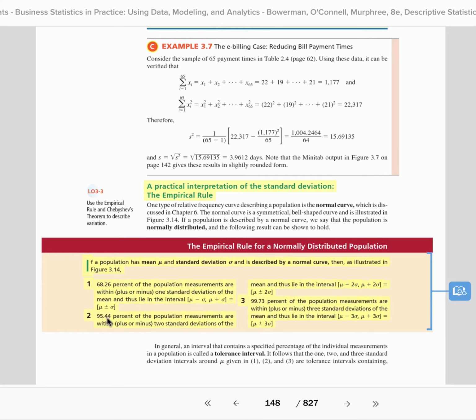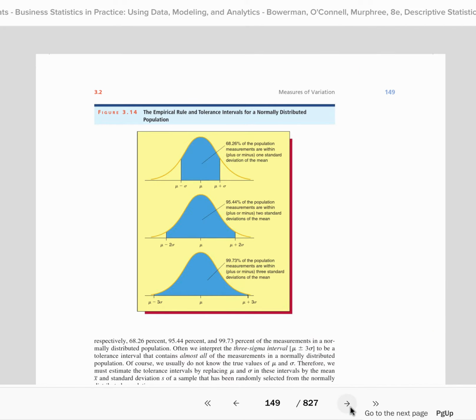The second one: if you calculate the mean and go 2 standard deviations left and right from the mean, you can obtain 95.44% of your population. Now, if you go 3 standard deviations left and right from the mean, you can obtain 99.73% of the whole population. Let us see this visually.